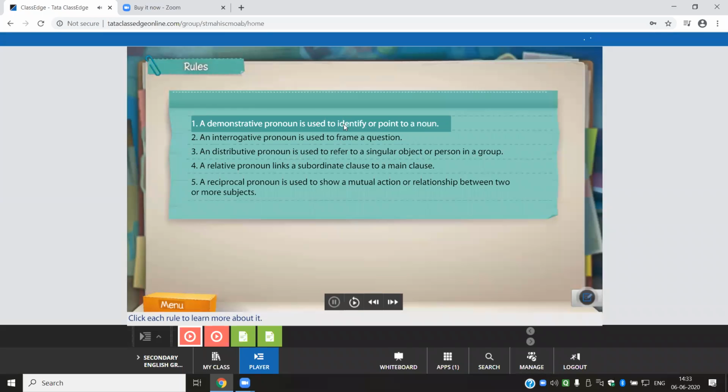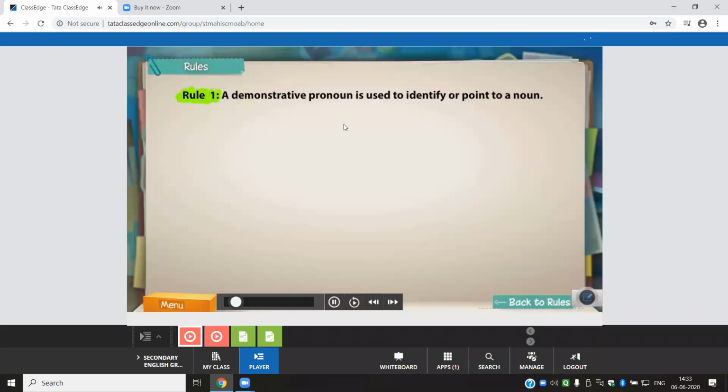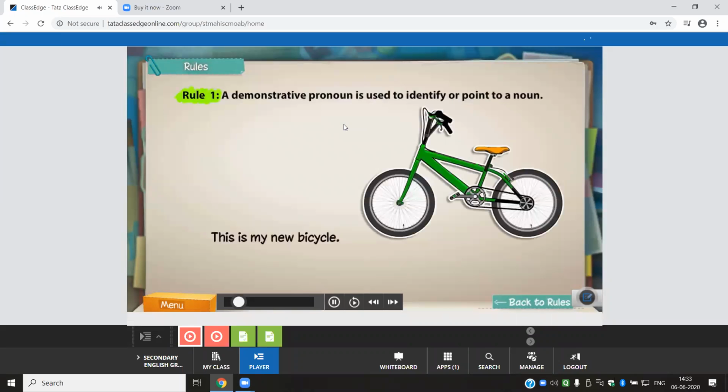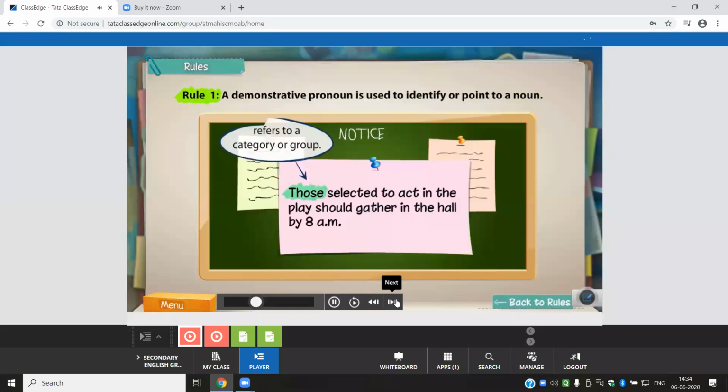You can use demonstrative pronouns to identify or point to a noun. For instance, in this sentence, the demonstrative pronoun this points to the noun bicycle. Demonstrative pronouns are also used to refer to a category or group.